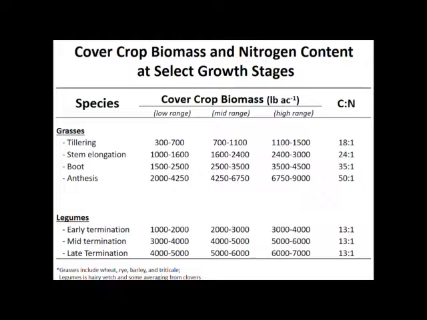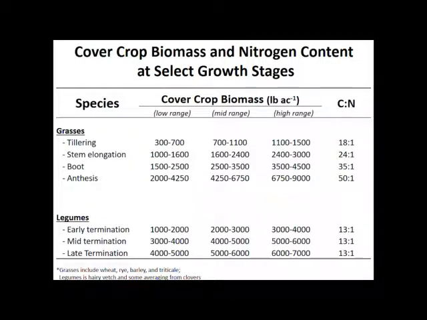And here's as you move along in the growth stage. Stem elongation is just when it's elongating. The boot stage is when the inflorescence is starting to climb to the top of the plant. And anthesis is when it's flowering, so pollen is coming out of the anthers of the cereal rye. And that applies to triticale and wheat and barley and all the others.